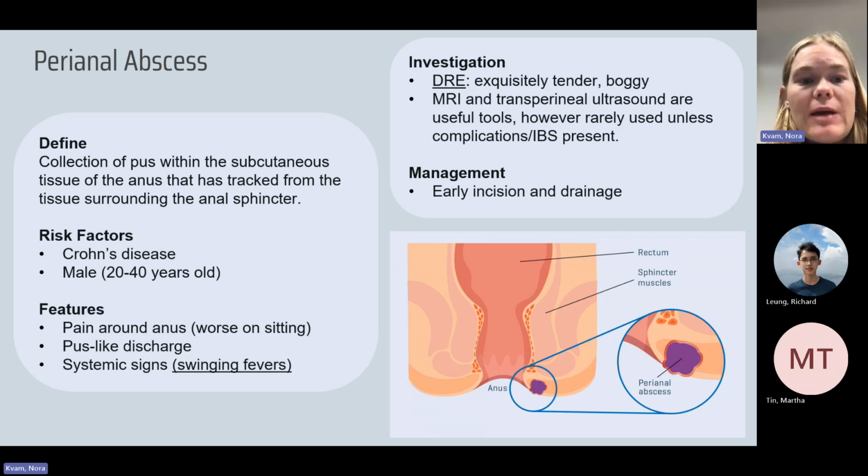Investigation of a perianal abscess is, again, digital rectal examination, which will reveal an exquisitely tender and boggy mass on the surface of the anus. And then you can do an MRI or an ultrasound, but they're rarely done unless you have Crohn's disease. And management is early incision and drainage. You want to drain the abscess. So yeah, here's what I described. It's an abscess on the surface of the anus.